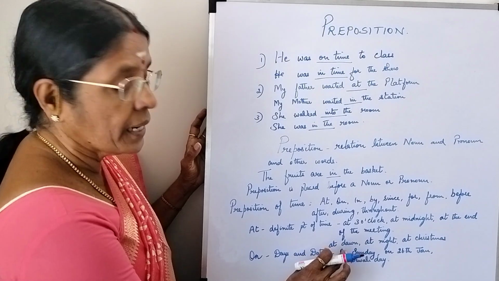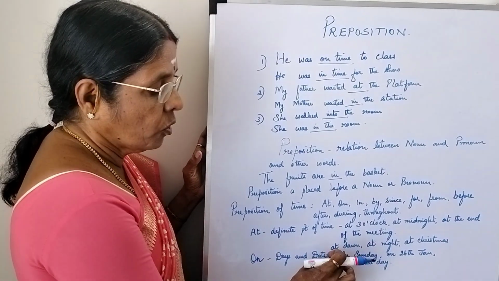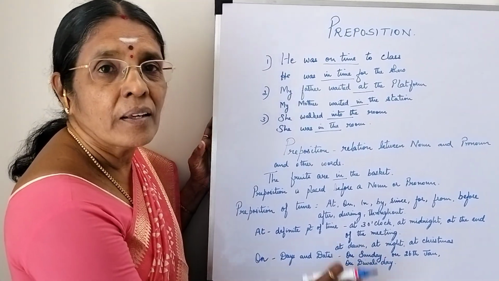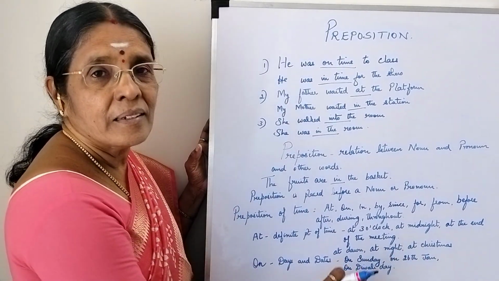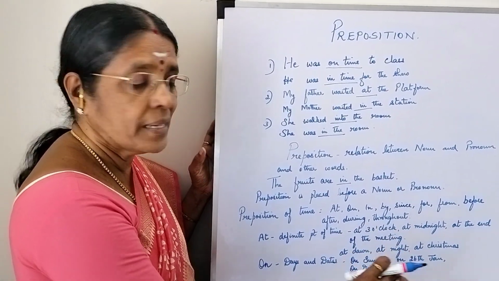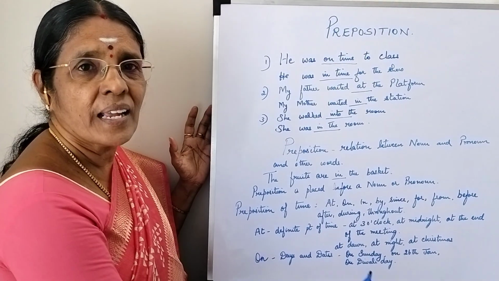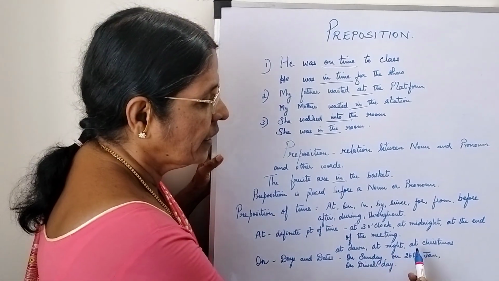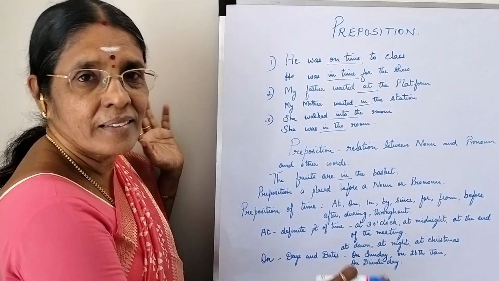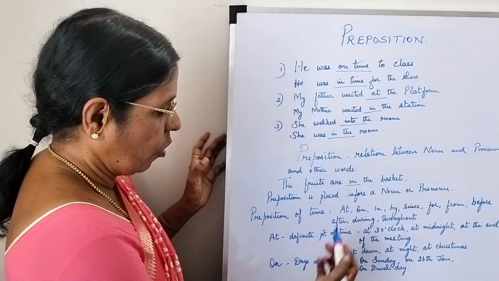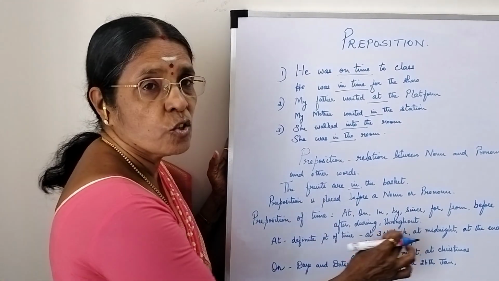Sometimes for indefinite time also we use the preposition. The cock crows at dawn, between 4 and 6. Anytime. Right? At night. We said we'll go for dinner at night. Whether it's 8 o'clock or 9 o'clock or 10 o'clock, we don't know. Then Christmas carol is sung at Christmas, right? In the evening, eve of Christmas morning. So this is the usage of at.